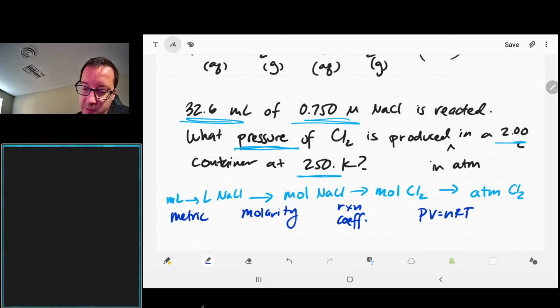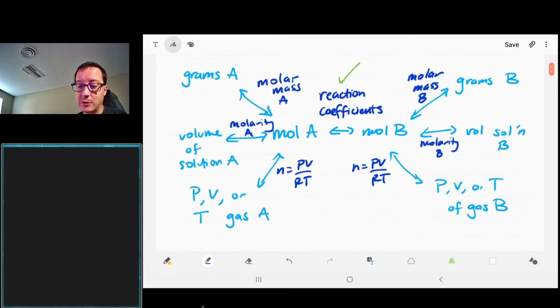So remember, there's only really 3 conversions we can do. We can use molar mass to go between mass and moles. We can use molarity to go between volume of solution and moles. And then we can use our ideal gas law. And that's really the only 3 conversions that we're going to be dealing with here. So it's going to be kind of your job to remember which one to use when. So that's what this whole chart is for.